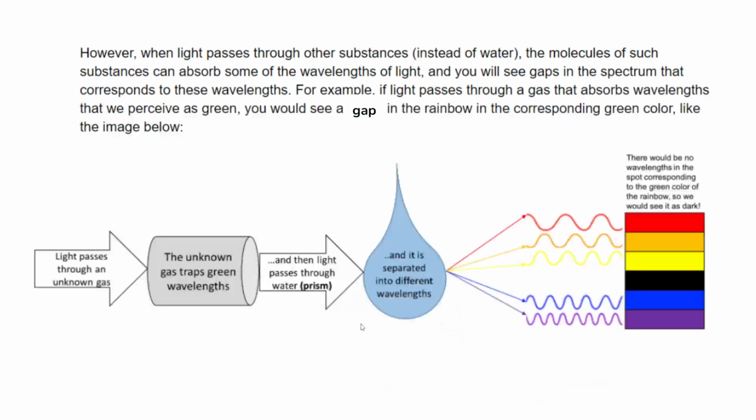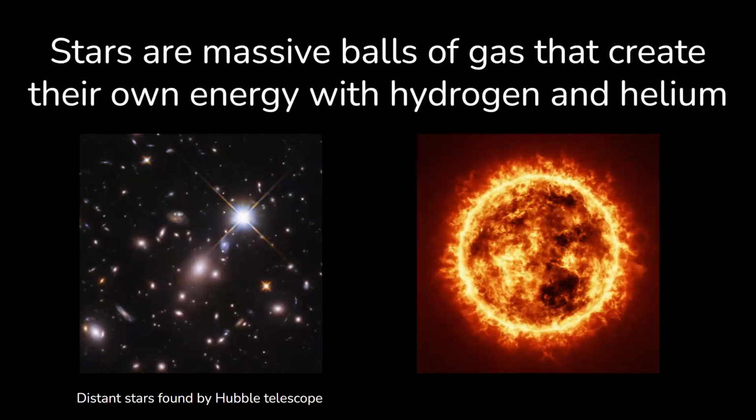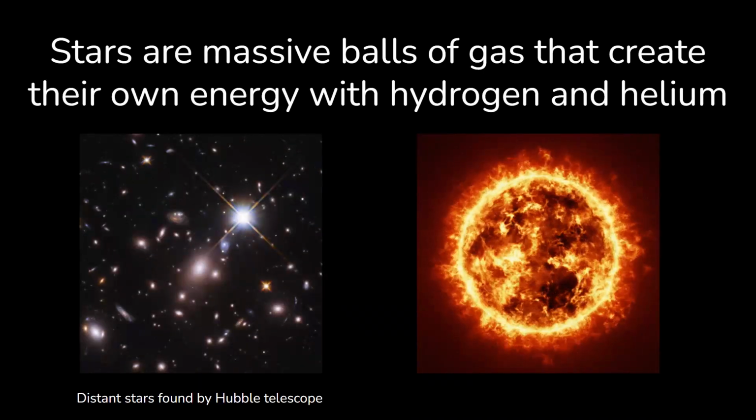But scientists figured out that if you pass light through a gas first and then split it into its components, that gas will actually absorb some of that light. And when you split it into its components to form a rainbow, then the light that the gas absorbed will look black. So we'll see black lines on the rainbow when you pass light through a gas first. Remember, stars are massive balls of gas, right?